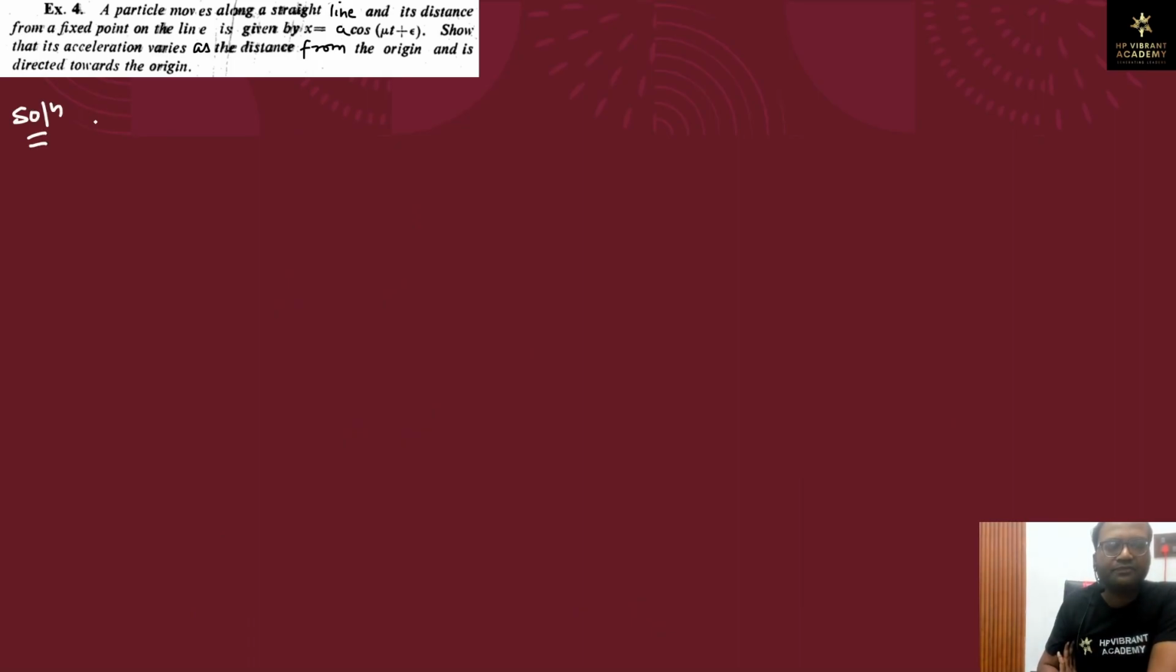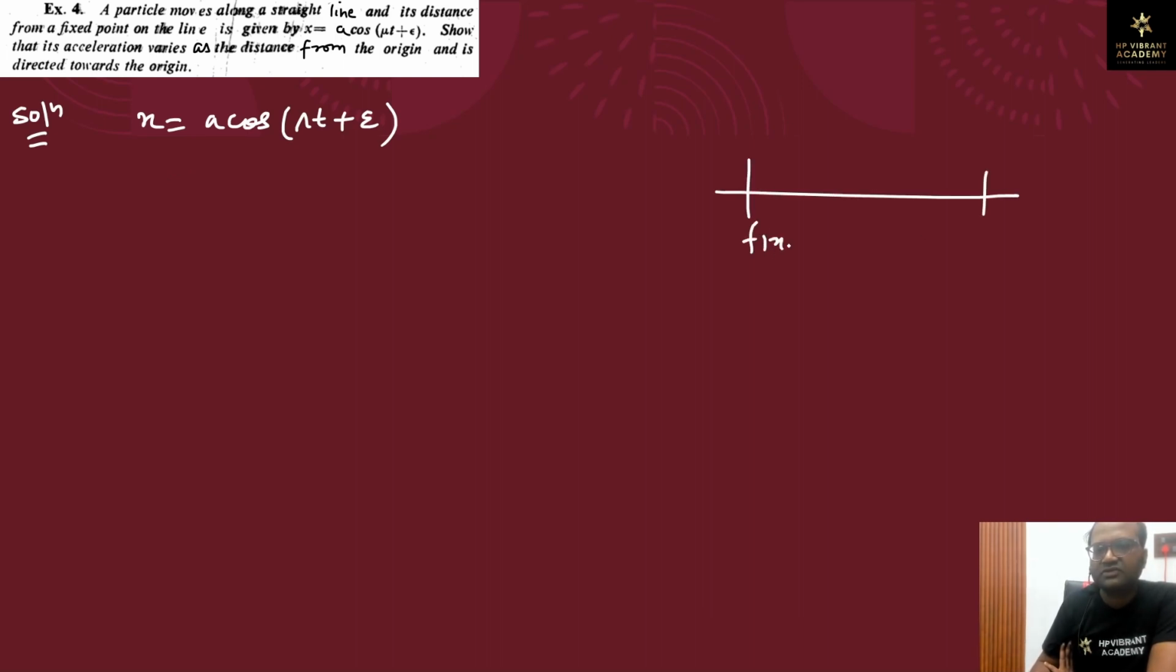So let us discuss question number 4. How can we solve this? The particle moves along a straight line and its distance from a fixed point on the line is given by x is equal to a cos of mu t plus epsilon, so that its acceleration varies as the distance from the origin and is directed towards the origin. Okay, so how can we solve this? Distance from the fixed point. Let us consider this as the fixed point and take this as origin. So the distance of this point from the origin is x, and this x value is given by this particular expression.